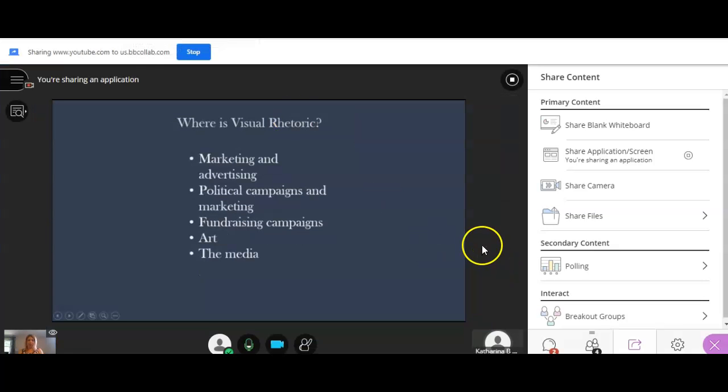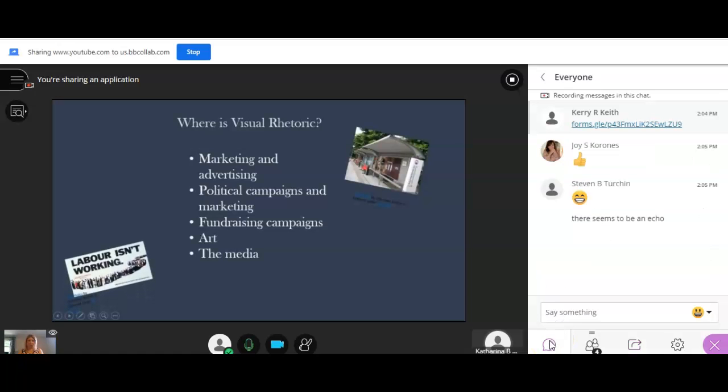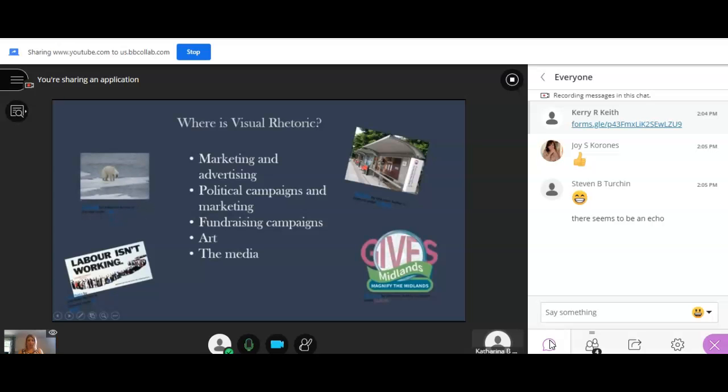Visual rhetoric can be found everywhere we look. It can be found in marketing and advertising, political campaigns, fundraising campaigns, and art in the media. It is important to be able to interpret what we see so that we can clearly see the messages in the pictures and are then intelligent consumers of visual information.